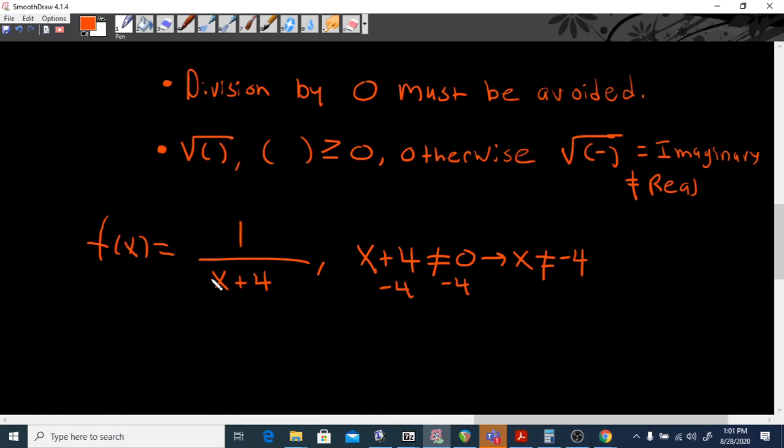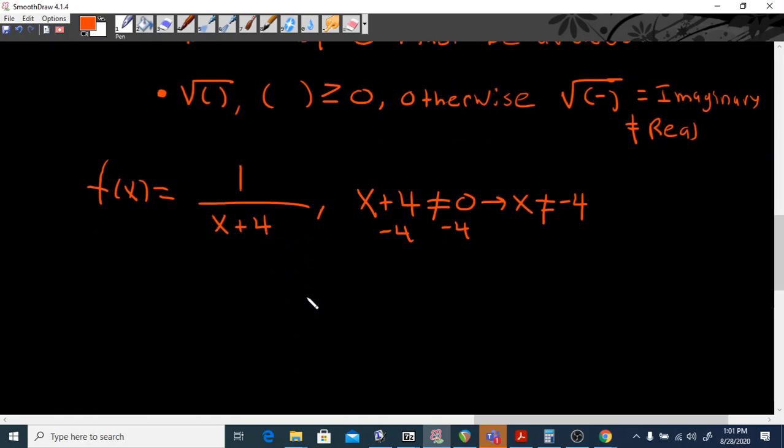So if I put negative 4 in here, I get negative 4 plus 4 is 0 on the bottom. We don't want that. This is the only number in the world that gives us division by 0. So our domain is going to be literally every other number: negative infinity to negative 4, union with negative 4 to infinity. There we go. This is how we say every number in the world except negative 4.